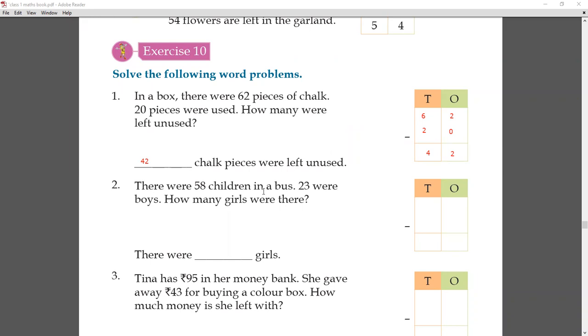There were 58 children in a bus. 23 were boys. How many girls were there? 58 चिल्ड्रन है जो बस के अंदर है, उसमें से 23 बॉयज है। अब हमें बताना है कि गर्ल कितनी है। So what we write here, 58, 5 and 8, and how many boys, 23. So we write 2 and 3. Okay, then subtract 8 minus 3. Take your 8 fingers and down your 3 fingers.